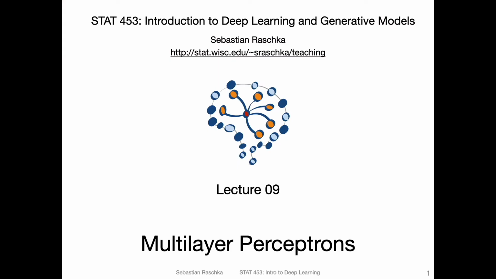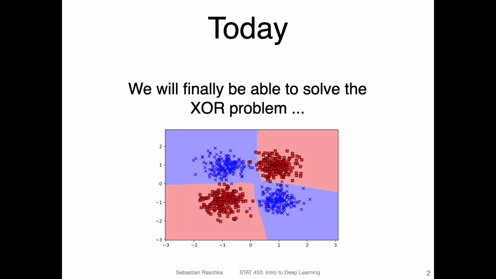For today's lecture, there are two main points. First of all, today we will finally be able to solve the XOR problem. The XOR problem is something I introduced earlier, a long time ago when we talked about the perceptron. That is a data set that looks actually very simple. It's only two features, but the way these classes are arranged, the perceptron, Adaline, and logistic regression classifiers that we covered wouldn't be able to solve it, but the multi-layer perceptron will be able to solve it.